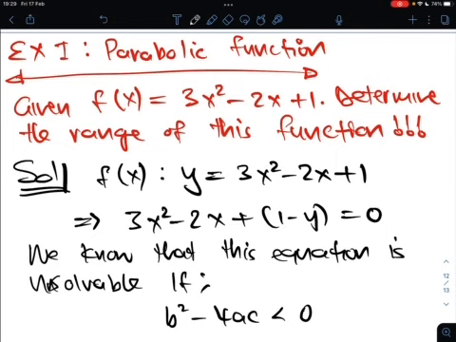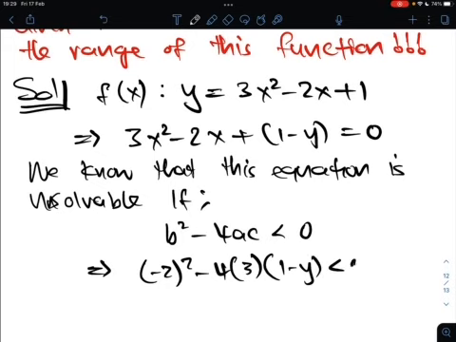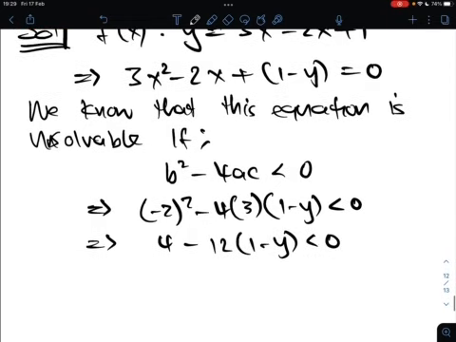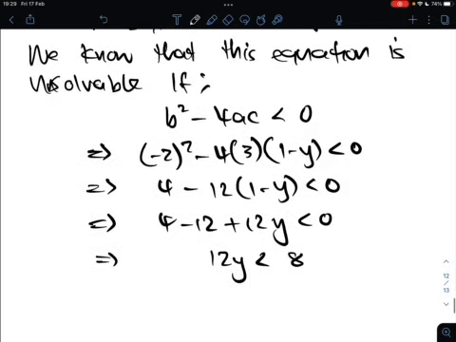So what does that then say? Since the equation is in x, it follows that b squared, which is minus 2 squared, minus 4 by a by c is less than 0. So this implies 4 minus 12 times (1 minus y) is less than 0, which implies that 4 minus 12 plus 12y is less than 0. So we know that 4 minus 12 is minus 8, so we throw it out. So we get 12y is less than 8. Therefore, we can see now that y is less than 3 quarters.